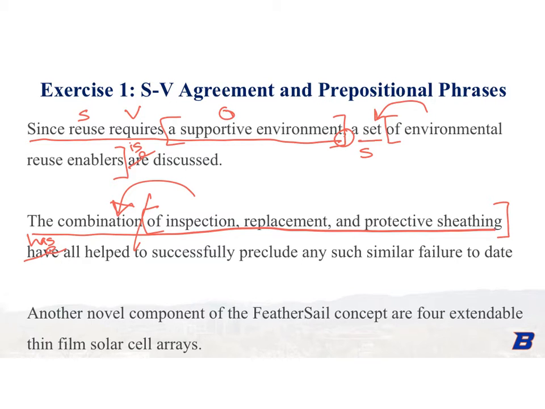But you can hear there how it'd be really easy, if you were just editing or quickly writing, to commit this error and to miss it. So "the combination of inspection, replacement, and protective sheathing" makes it sound plural if you're not paying attention to the fact that this prepositional phrase is describing combination and it isn't functioning as the subject of the sentence. So if we want to continue on, so "has all helped."